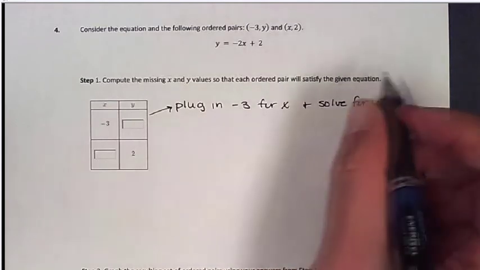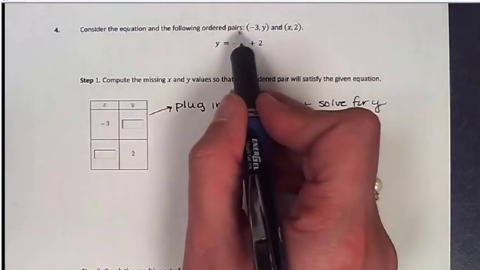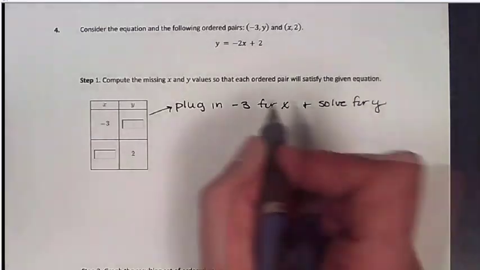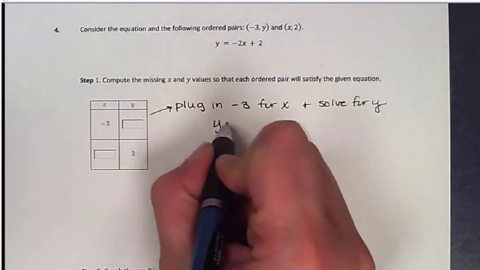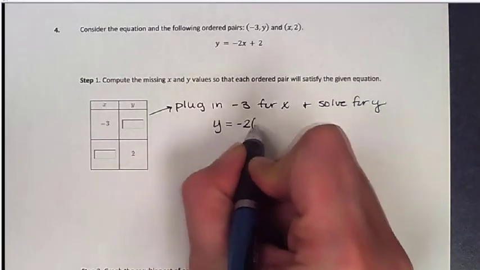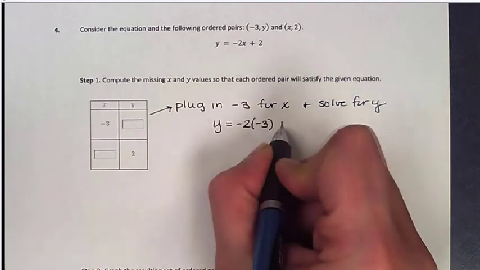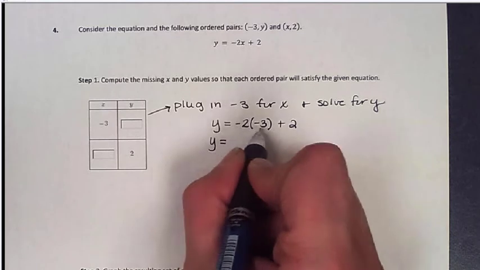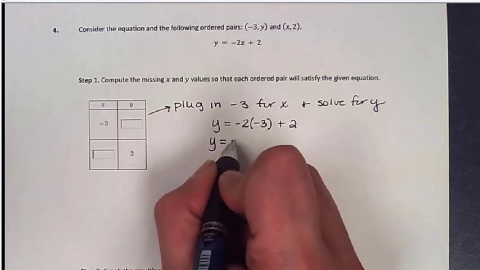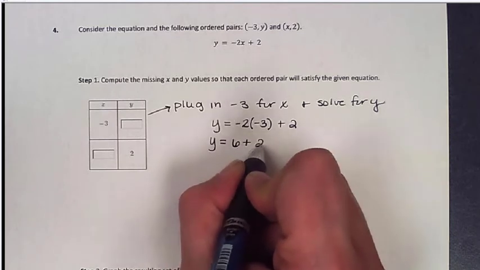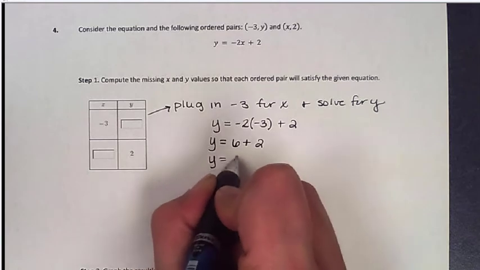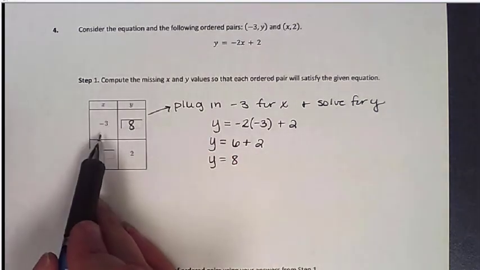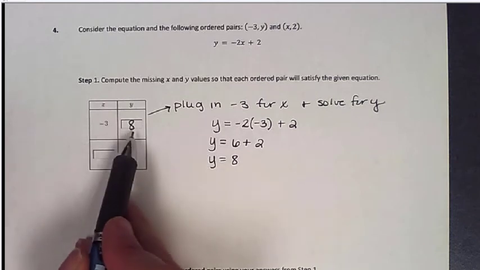And we are using this equation up here at the very top of our problem, y equals -2x plus 2. So we're going to say y equals -2 times -3 plus 2. Let's do our multiplication. So -2 times -3 is a positive 6 plus 2. So y is equal to 8. So there's our first point. When x is -3, y is 8.